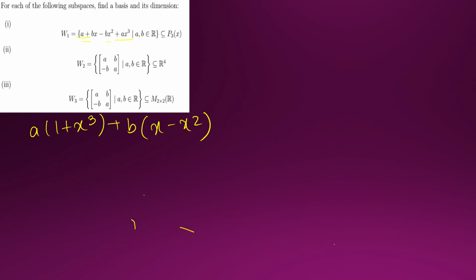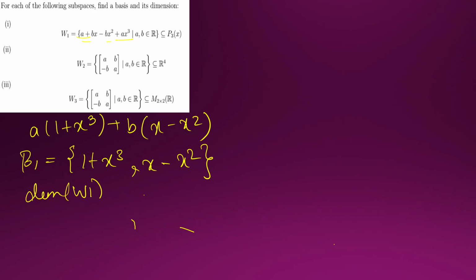And this is linearly independent because neither can be expressed as a scalar multiple of the other. Let's write the basis of W1, which is equal to {1 plus x cube, x minus x square}. Dimension of W1 will be equal to 2. Those who are not able to understand this can refer to my previous video where I've explained what bases are, how to calculate them, and further how to see the dimension. So this is the first part, then the second part.